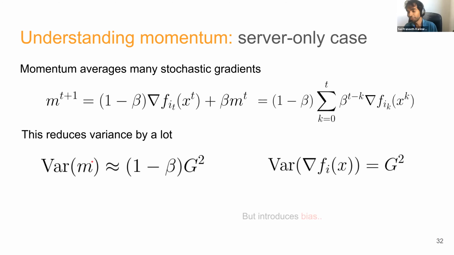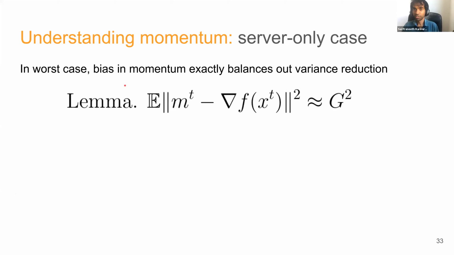But this is not free. When you do this, you also introduce some bias. In the worst case, you can prove that the bias and the momentum exactly balance out the variance you've gained. So you gain some variance, you add some bias, but then these two exactly balance out. In particular, if we look at this error between the momentum and the full gradient, which is what we would ideally like to use, this was still G squared. Remember that even if we hadn't used momentum, if I just used gradient of Fi at xt, that would still be G squared. So it seems that we haven't really gained anything.